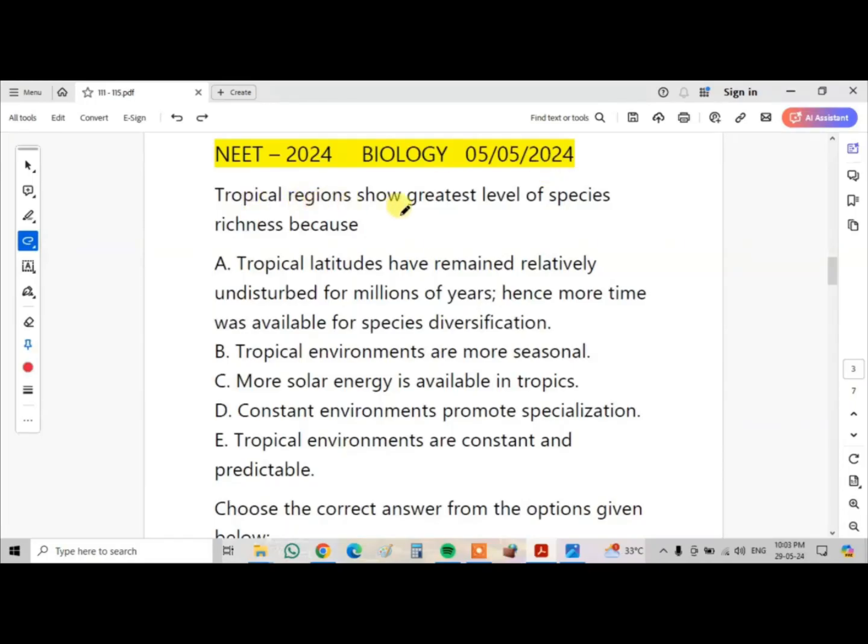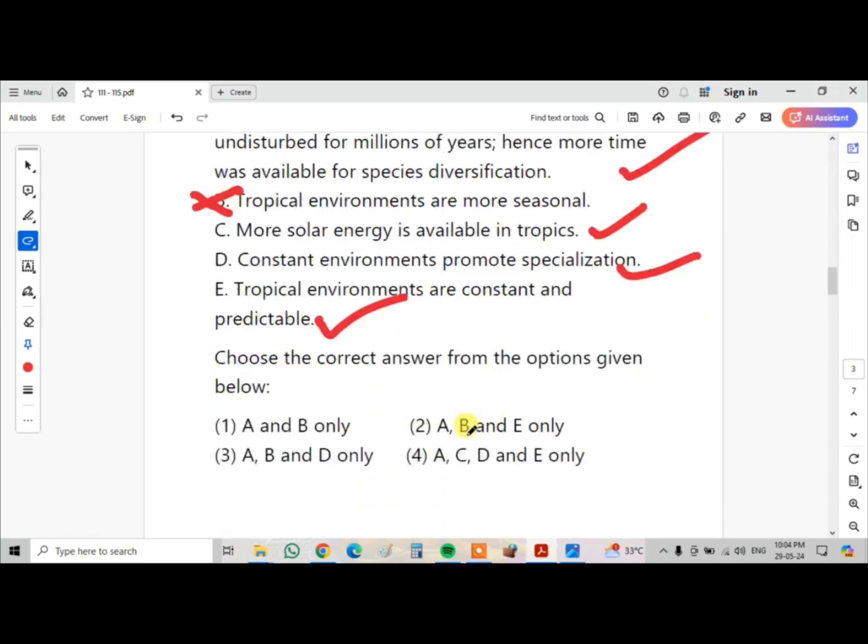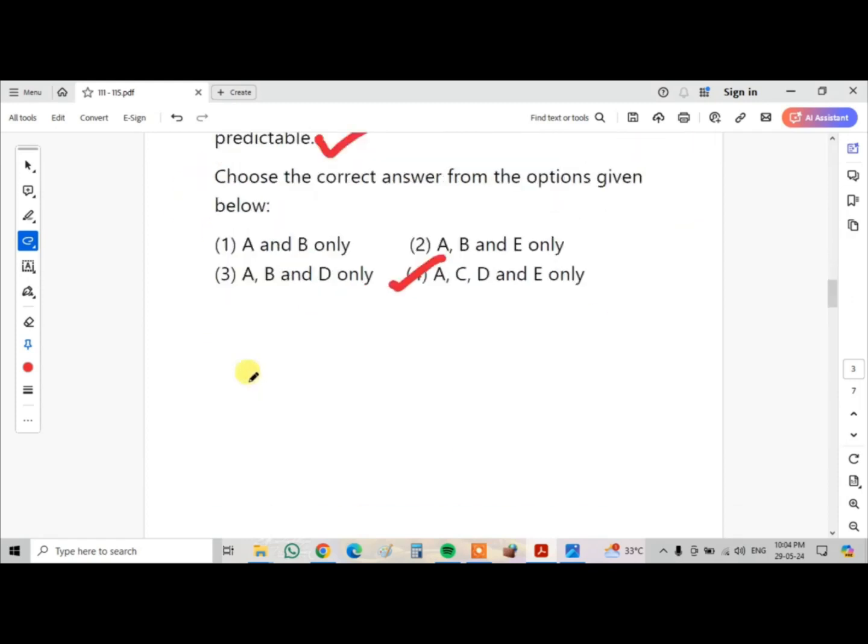Biology NEET 2024. Tropical regions show greatest level of species richness because tropical latitudes have remained relatively undisturbed for millions of years and more time was available for species diversification. Correct. Tropical environments are more seasonal. No, it's less seasonal. It's wrong. More solar energy is available in tropics. Yes, correct. Constant environments promote specialization. Correct. Tropical environments are constant and predictable, and it's correct. Except option B, remaining all correct. So it's option 4, A, C, D, E only are correct.